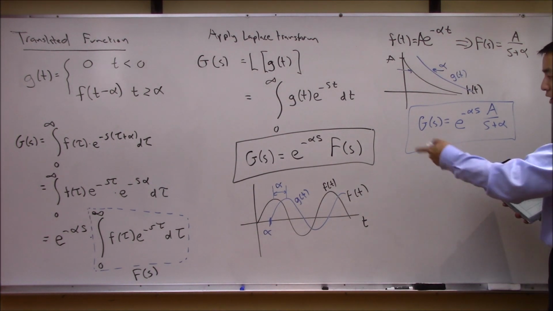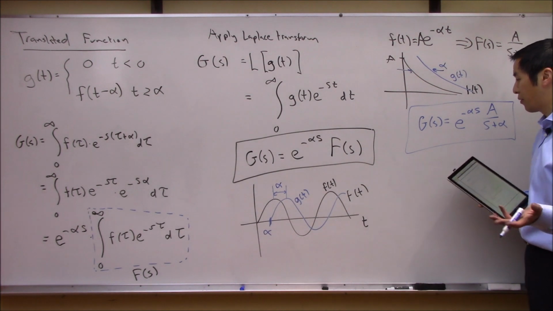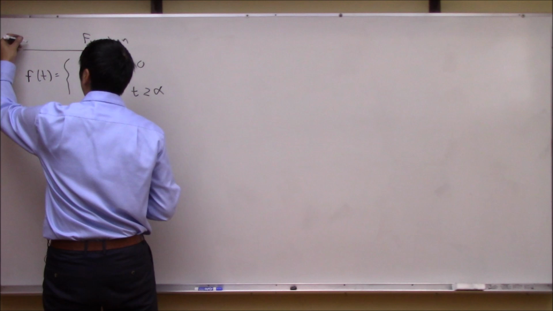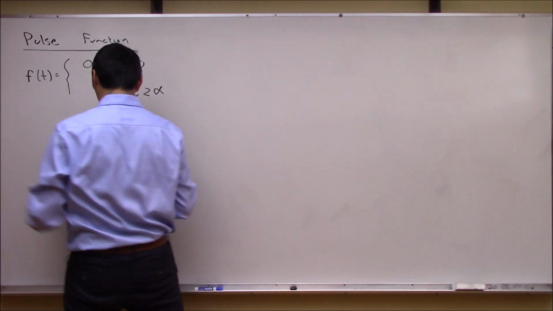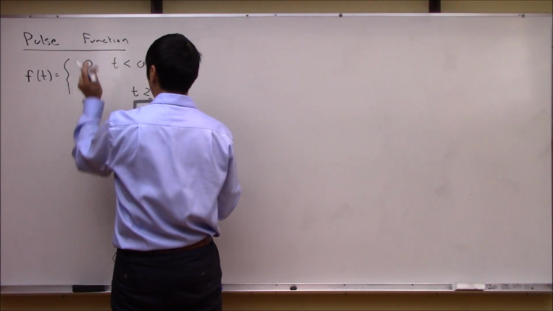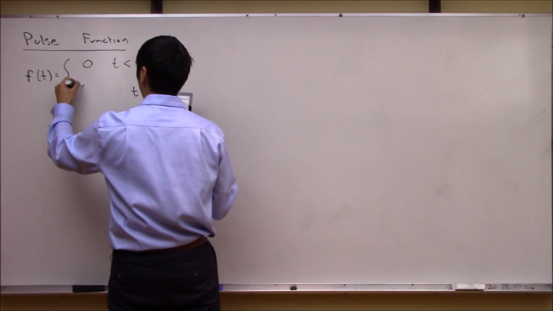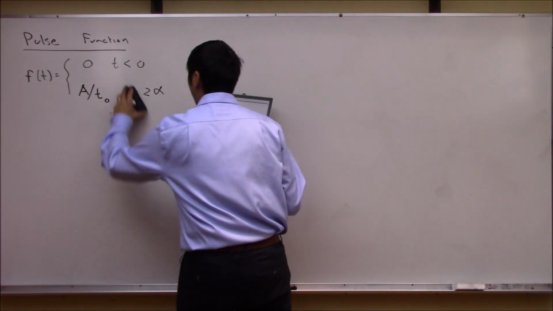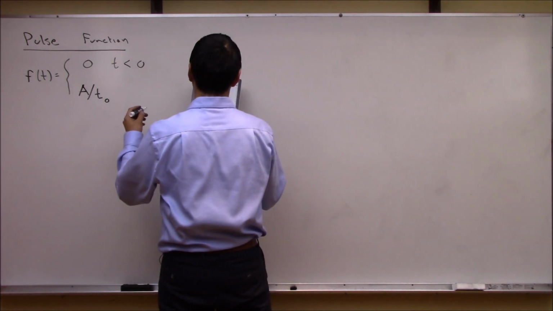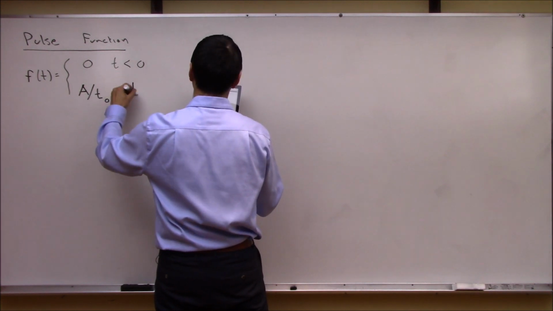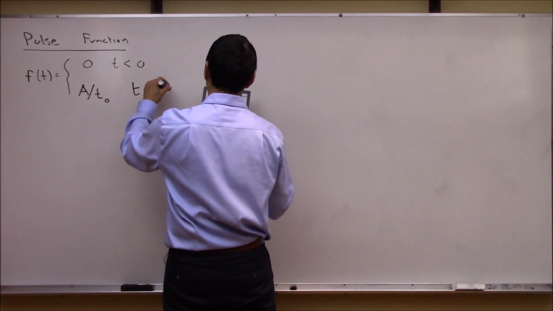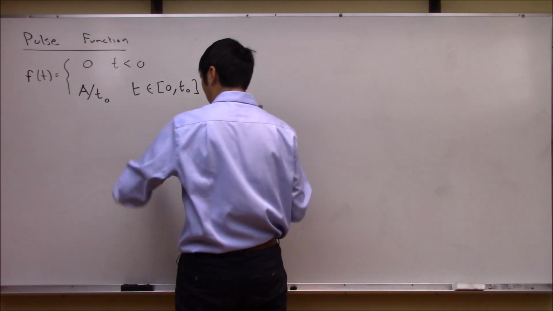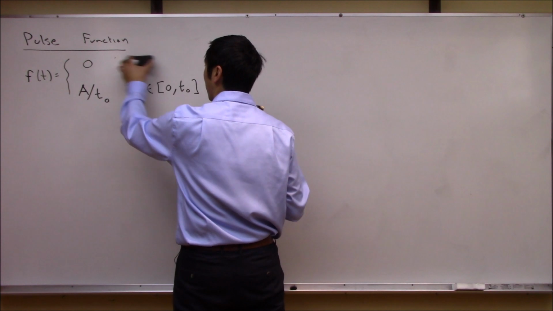All right, give me a second. I'll erase the board, and let's go on to another type of function. How about a pulse function? What a pulse looks like is, again, basically 0, and then it turns on to a value of A over t naught when t is in the range of 0 to t naught. And otherwise it is 0, I guess.